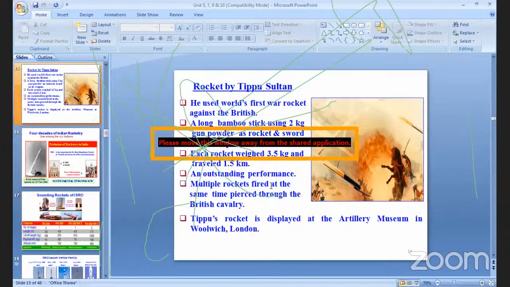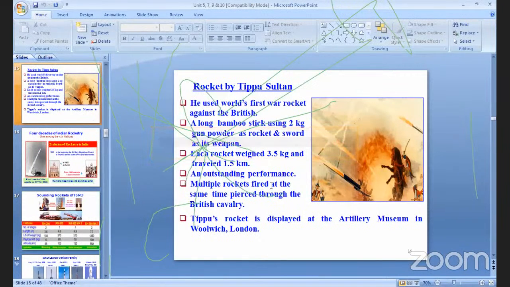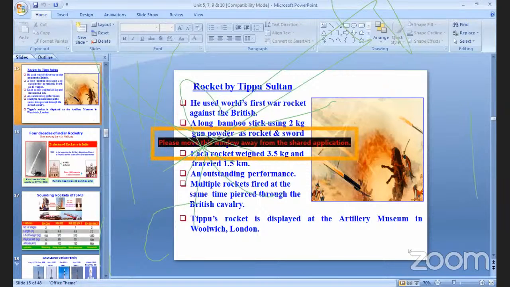Okay, now introducing the rockets. Yeah, first the rocket was introduced by Tipu Sultan against the British. It was made of a long bamboo stick with 2 kg of gunpowder, and the rocket and the swords it is having. Each rocket weighed approximately 3.5 kg, and traveled approximately 1.5 kilometers from where it was started. Yes, it was observed to have outstanding performance, and multiple rockets were fired at the British cavalries at the same time, and that was Tipu Sultan's rocket. It was displayed in an artillery museum in Woolwich, in London.